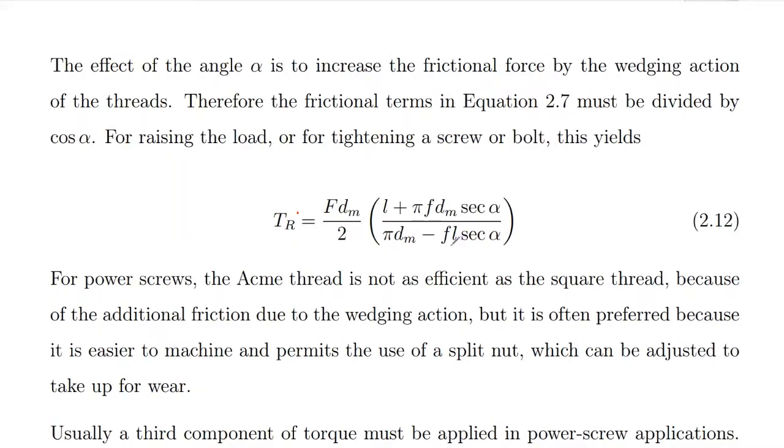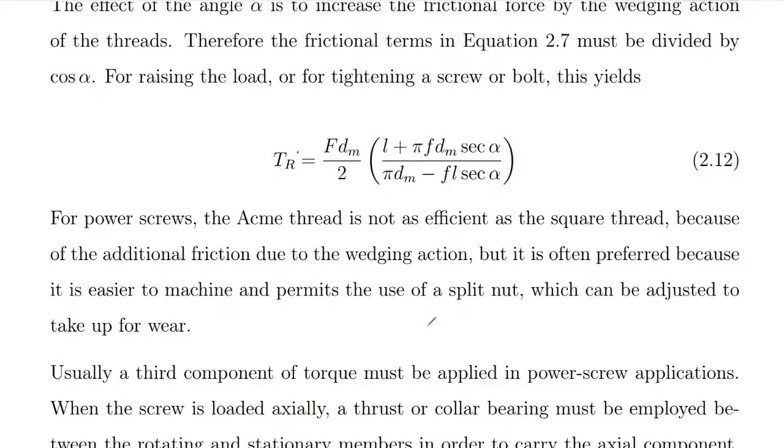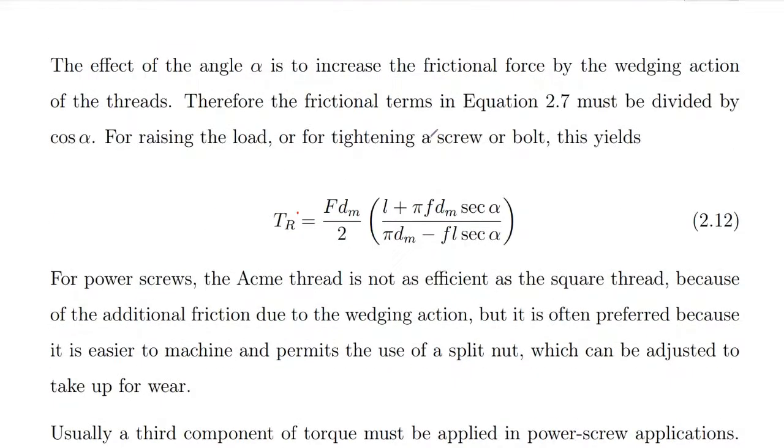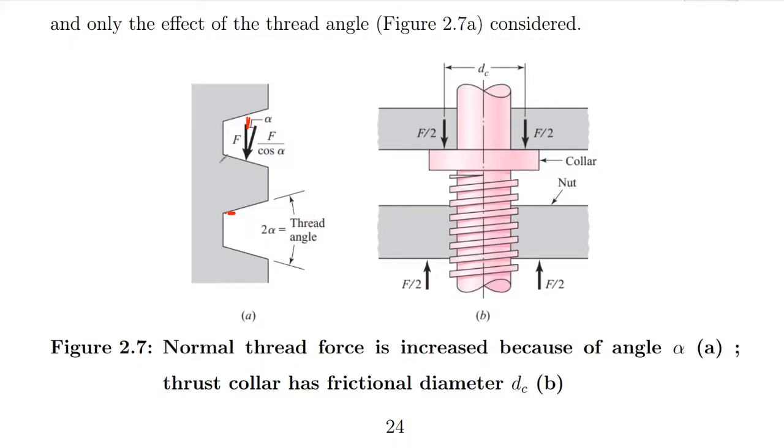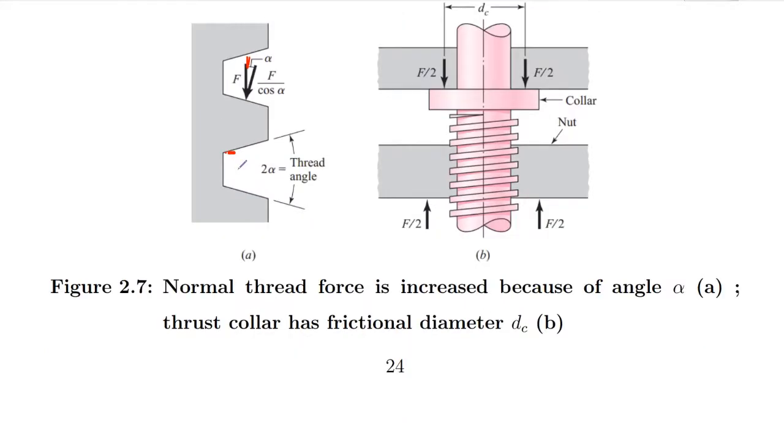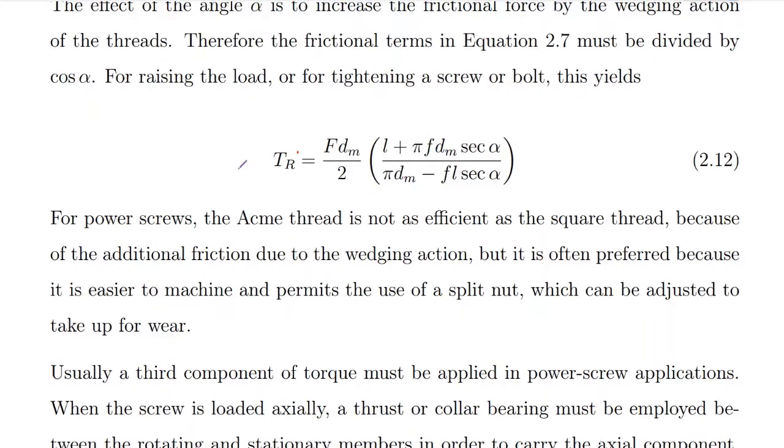For power screws, the Acme thread is not as efficient as the square thread. The square thread is more efficient than the Acme thread when applied in power screws because of the additional friction due to the wedging action. This wedging action on the surface increases the surface area of the screw, and ends up making the screw inefficient for power screw applications.